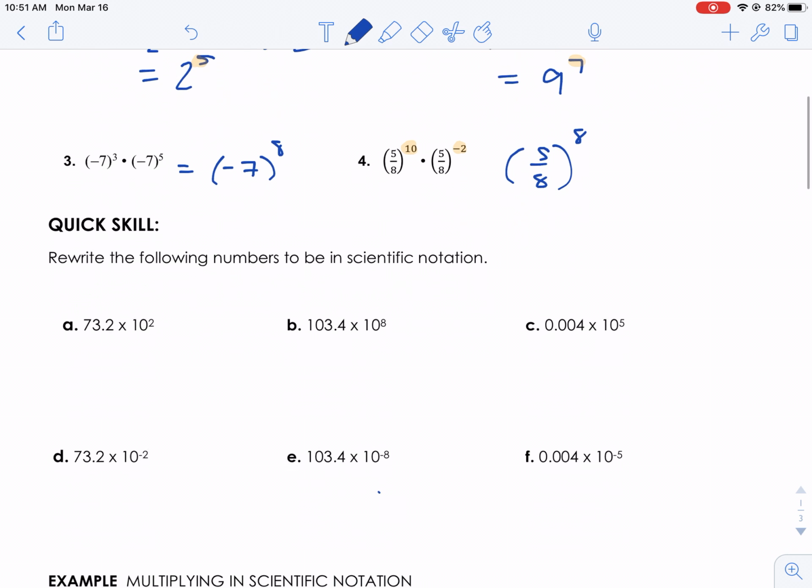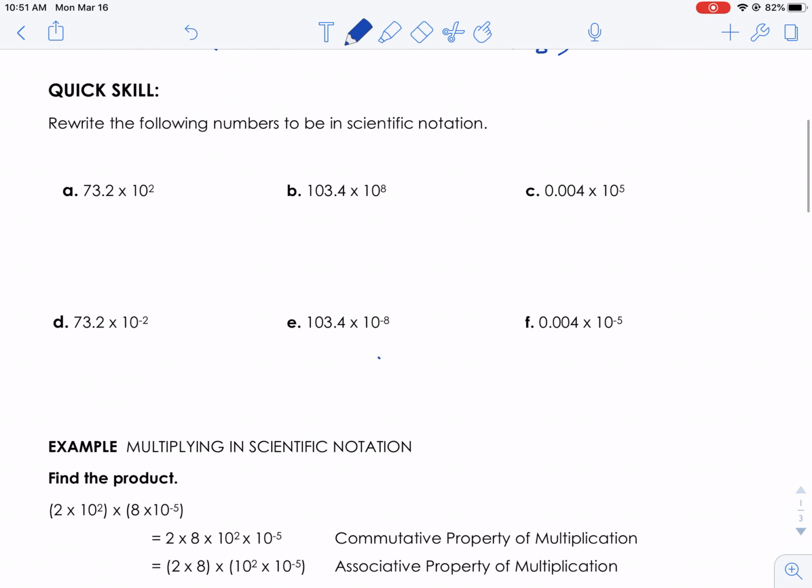Now, one quick skill we'll need in some of these problems is to rewrite the following numbers in scientific notation. As you look at A through F, they all sort of look like scientific notation, but they're breaking the rule that your number has to be between 1 and 10. For instance, in A, we have that number 73.2. It needs to be 7.32. That number needs to be between 1 and 10. So these are almost in scientific notation, but not all the way.